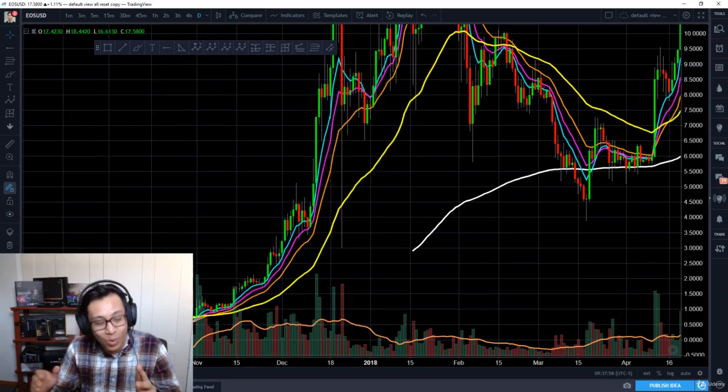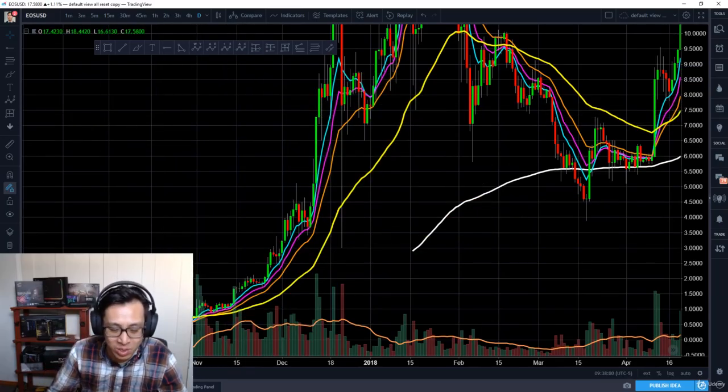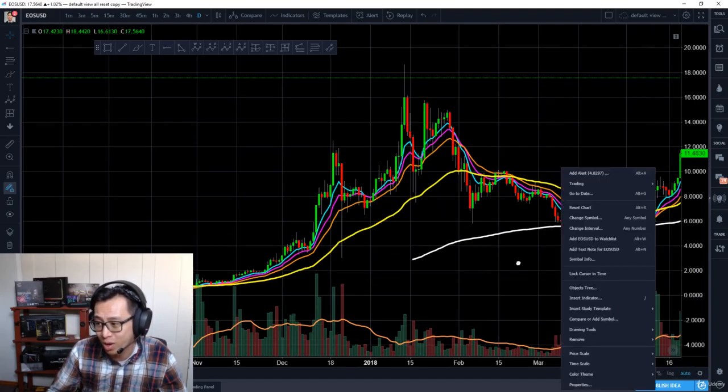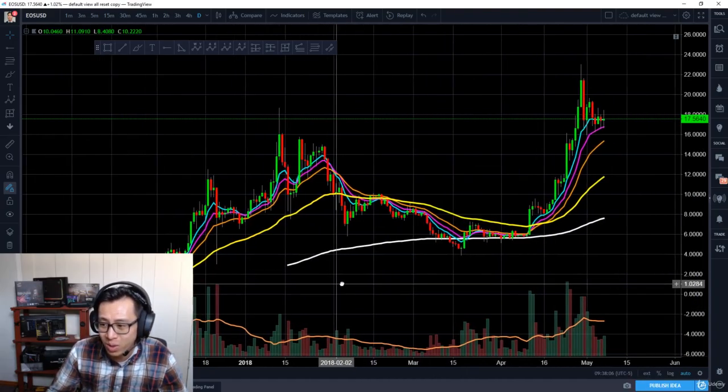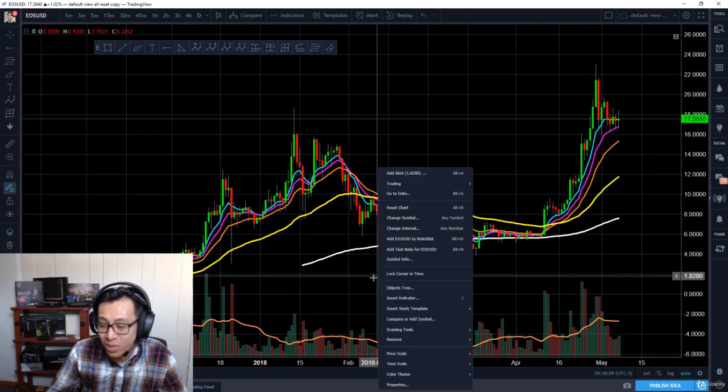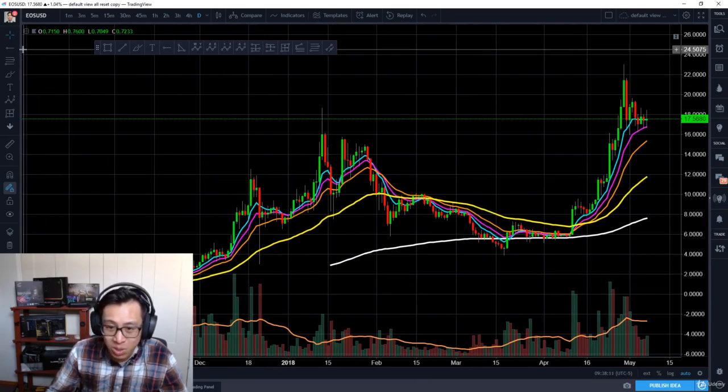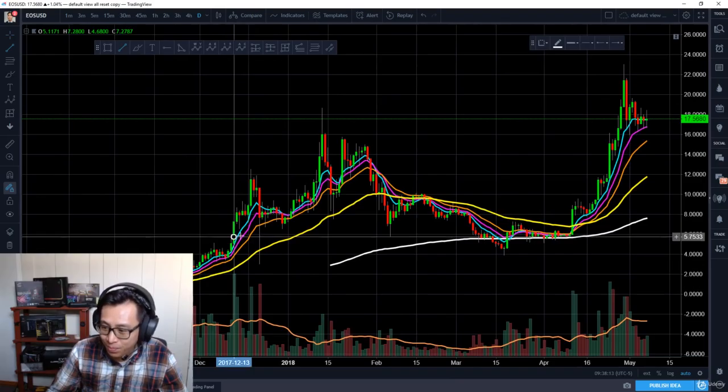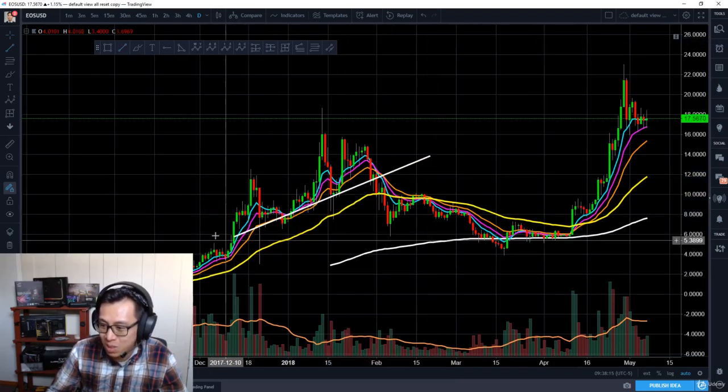So let's look at what a head and shoulders pattern is now, okay? Head and shoulders are much more difficult to play, to be quite honest. Much, much more difficult to play, but they can nevertheless still be played. So let's look at EOS right here, just something like that.